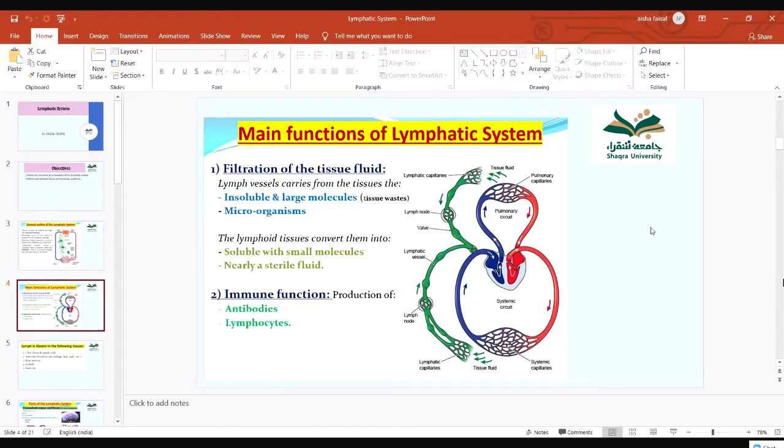It provides immunity against the pathogen, and it also converts the large molecules into the small molecules, and it also helps in the absorption of the large molecules from your GIT tract, from the gastrointestinal tract. And it also removes the excess extracellular fluid from all over the body and brings it back into the circulatory system. So these are the major functions of your lymphatic system.